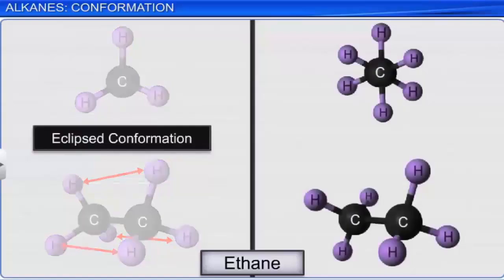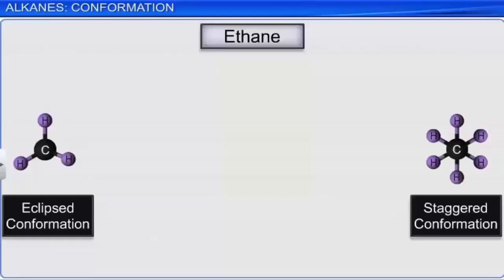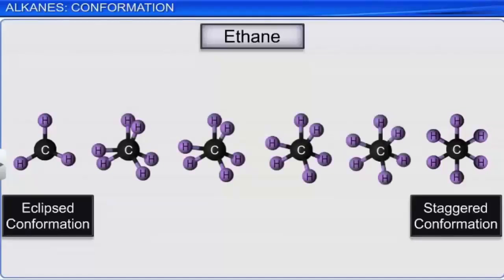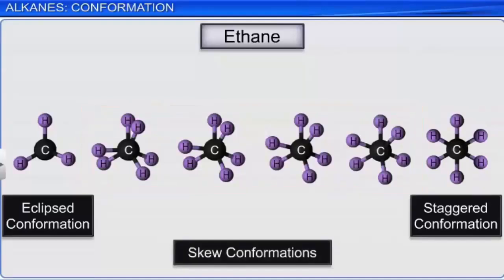The arrangement wherein the hydrogen atoms are far from each other, the three hydrogen atoms and carbon atoms at the back are visible behind the three hydrogen atoms attached to the carbon atom in the front, giving the arrangement a neatly distributed look. And so the arrangement is known as staggered conformation. All the arrangements between the eclipsed and staggered positions are known as skew conformations.